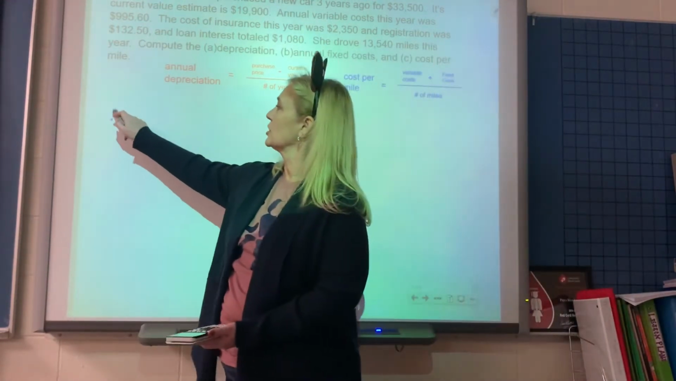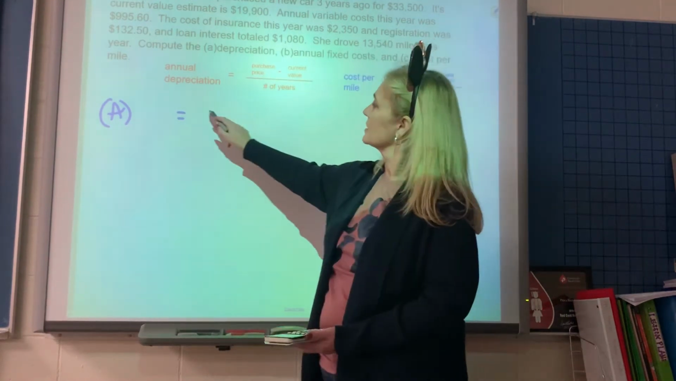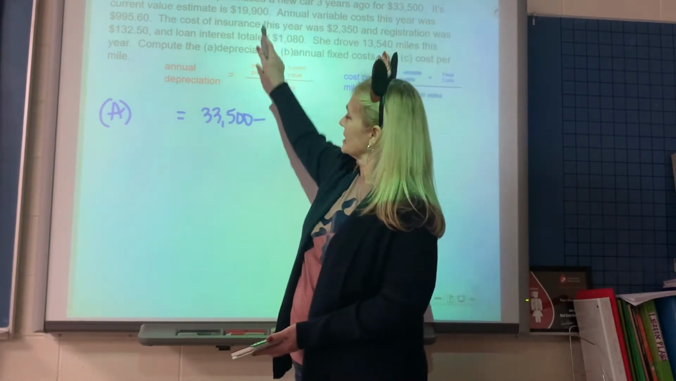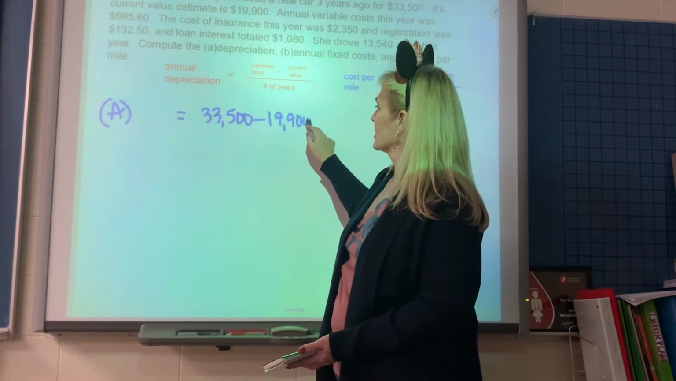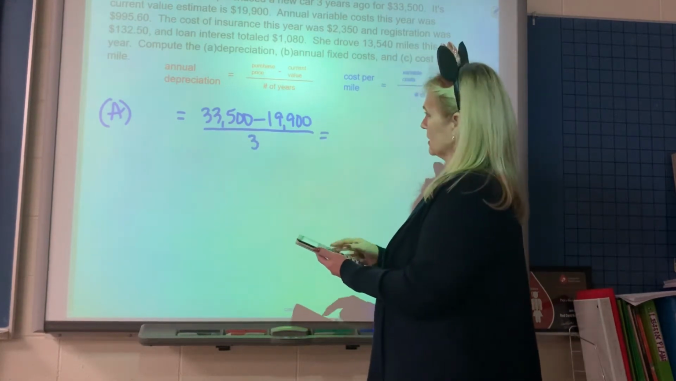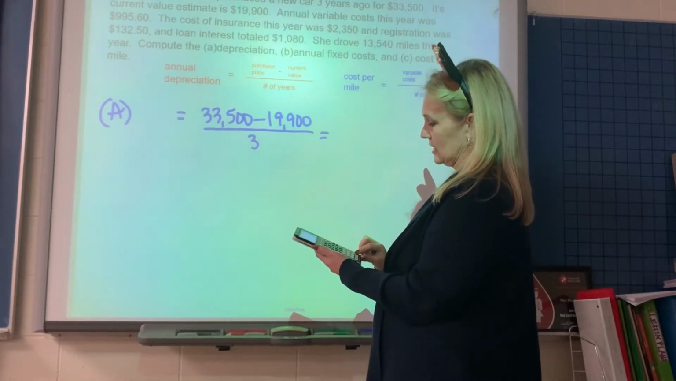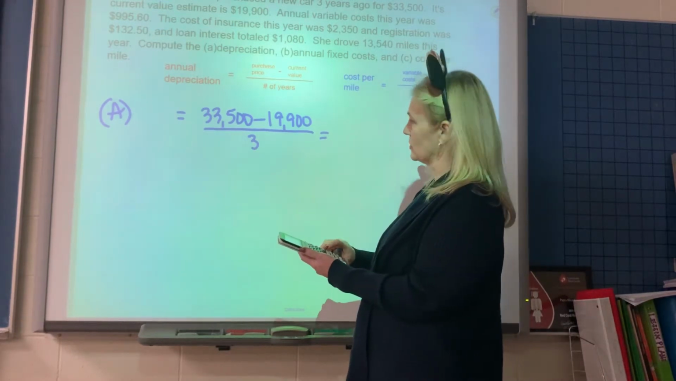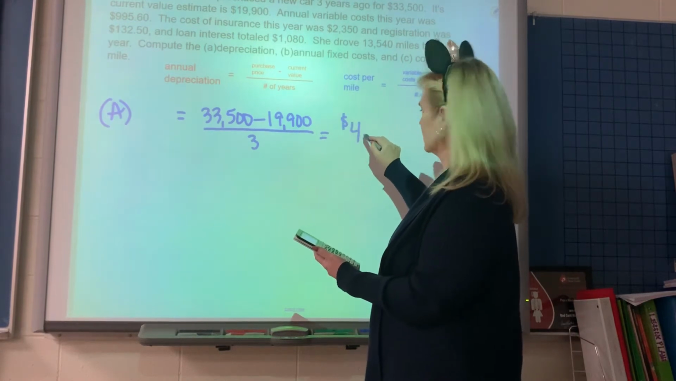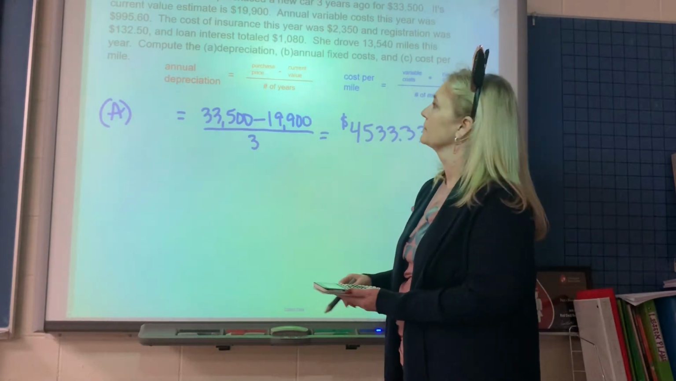So let's do A first, depreciation. Here's the formula for depreciation again. You're going to do the purchase price, which was $33,500, minus the current value, which was $19,900, divide by the number of years. That was 3 years. So let's do that. $33,500 minus $19,900. Make sure you hit equals. It's gone down $13,600 during the last 3 years. So divide it by 3. That would be $4,533.33. That is the annual depreciation.